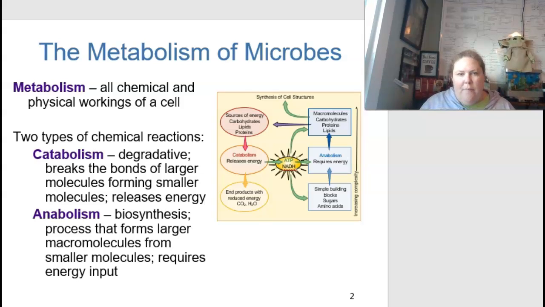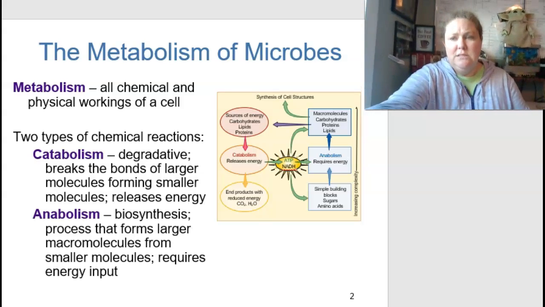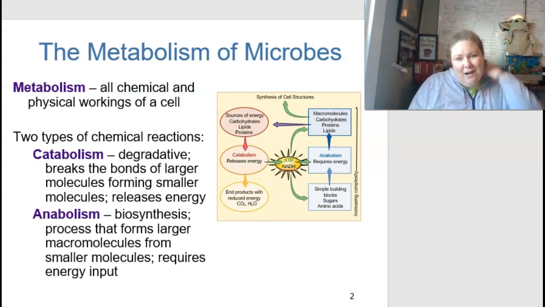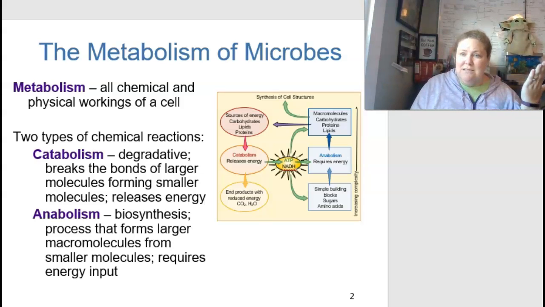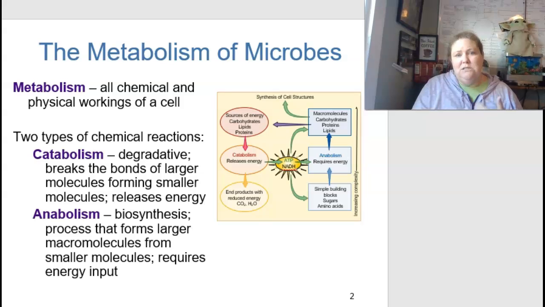And so basically, what is metabolism? Metabolism is all chemical and physical workings of a cell. And there are two types of chemical reaction: catabolic and anabolic reactions. Catabolic is a breaking down reaction, whereas anabolic is a building up.